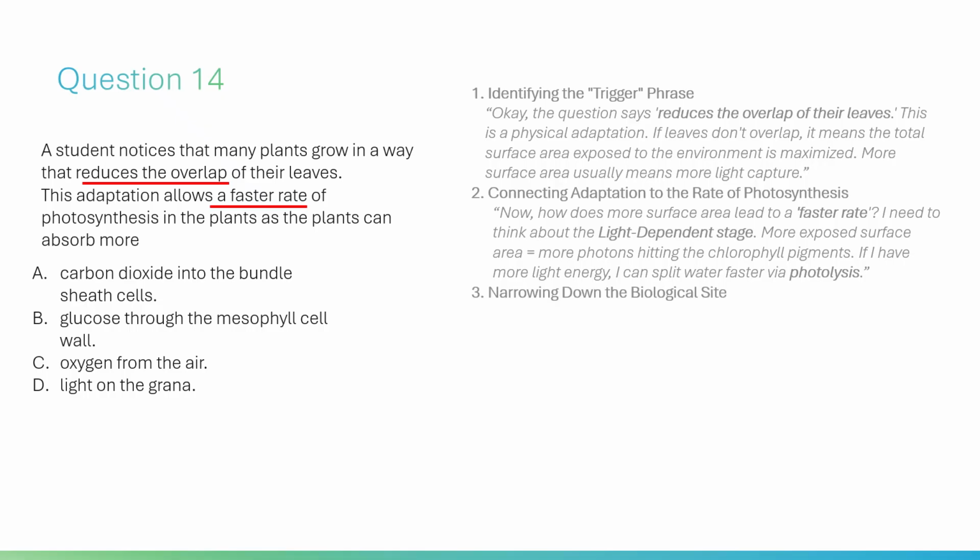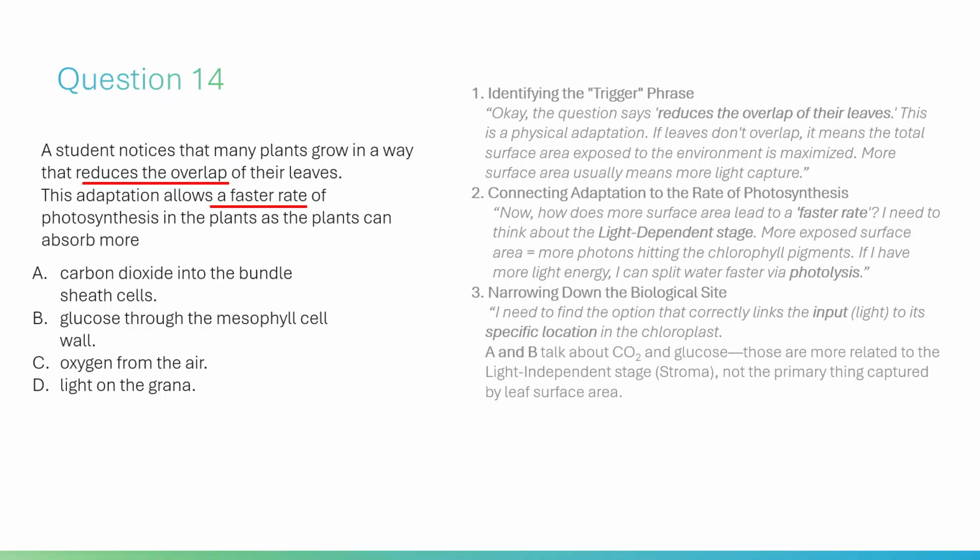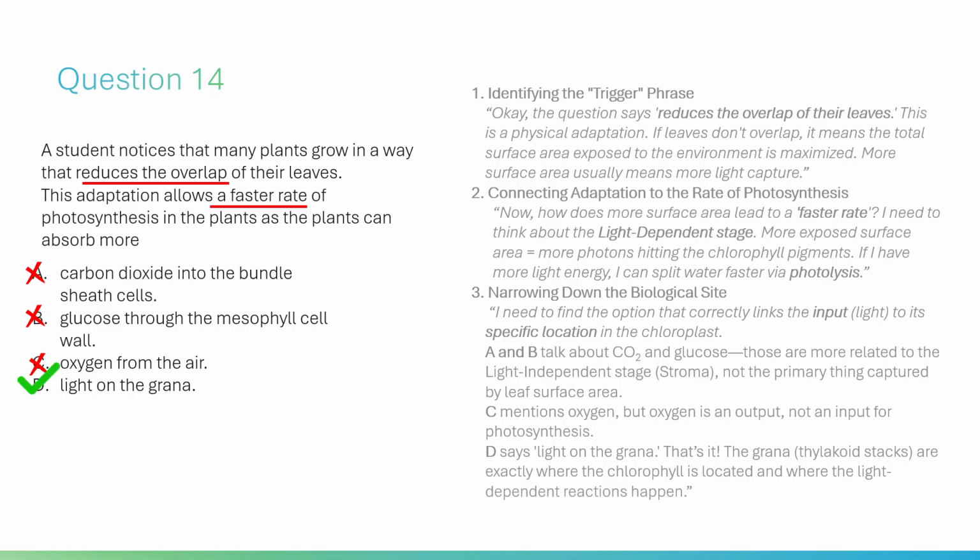3. Narrowing down the biological site. I need to find the option that correctly links the input, light, to its specific location in the chloroplast. A and B talk about CO2 and glucose. Those are more related to the light-independent stage, stroma, not the primary thing captured by leaf surface area. C mentions oxygen, but oxygen is an output, not an input for photosynthesis. D says light on the grana. That's it. The grana, thylakoid stacks, are exactly where the chlorophyll is located and where the light-dependent reactions happen.